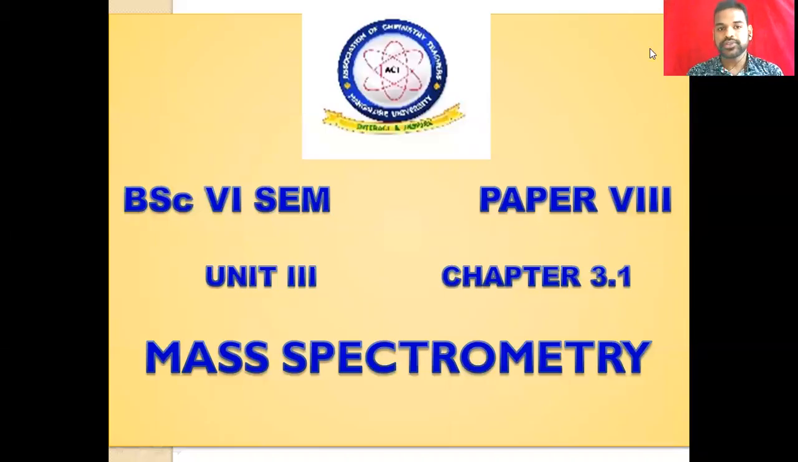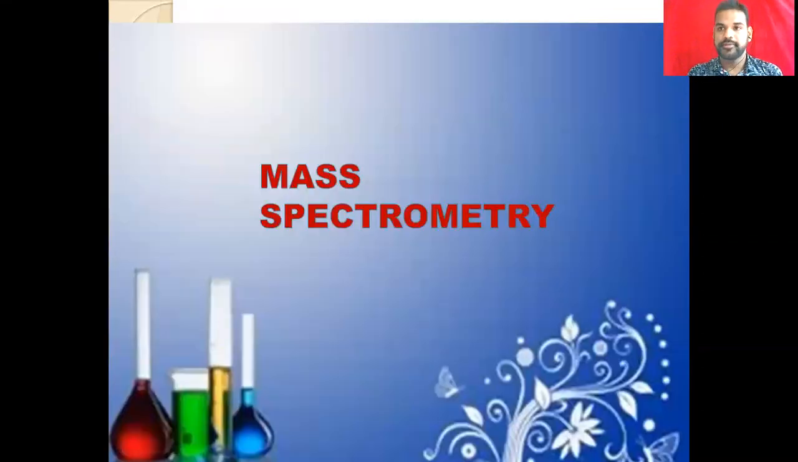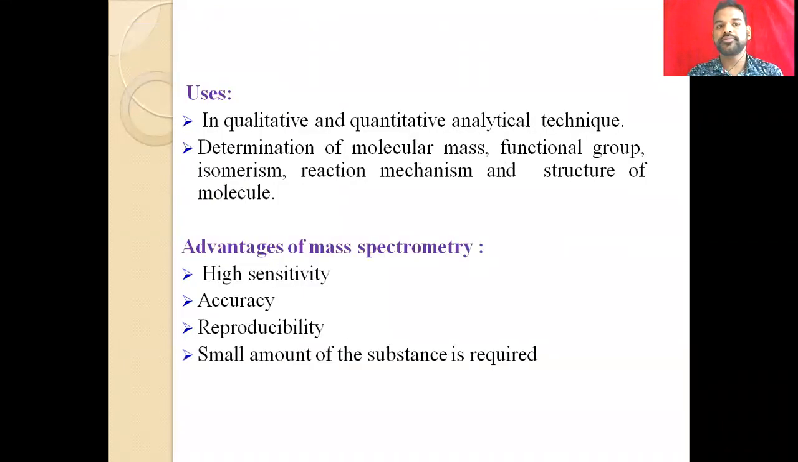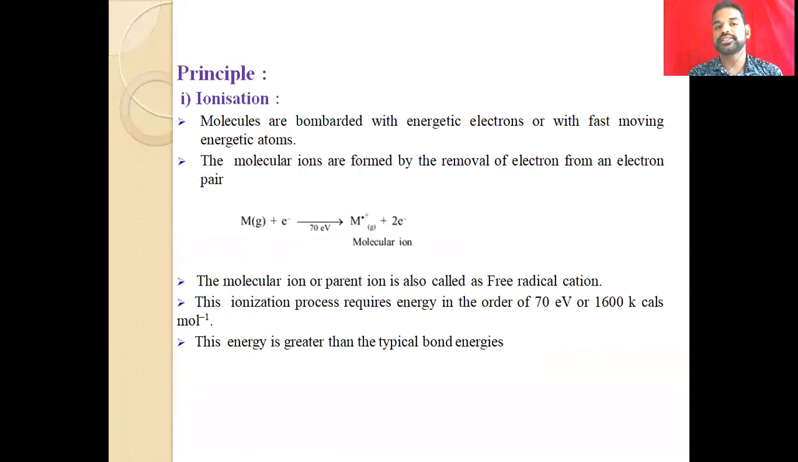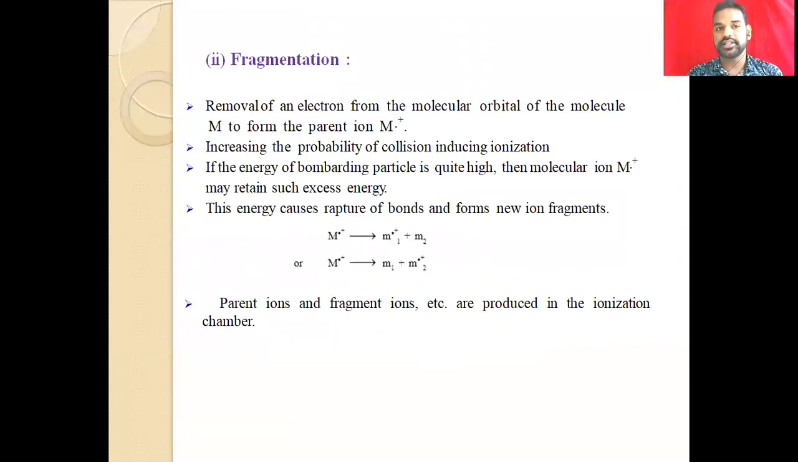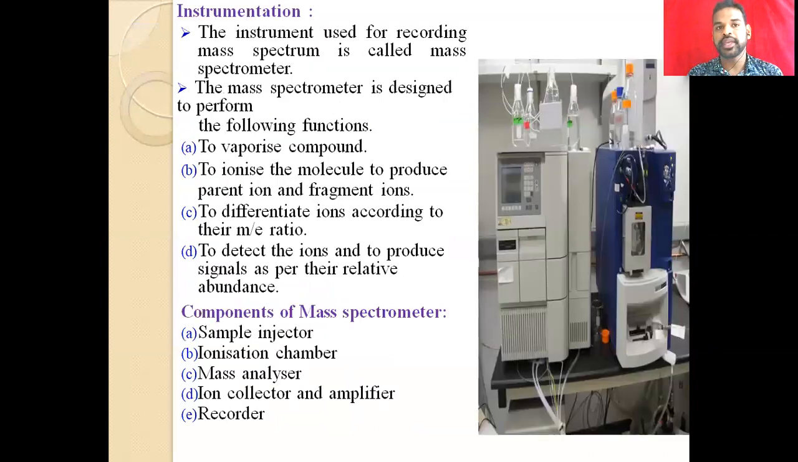Hello students. In the last class, we started a new chapter, mass spectrometry, and I already explained the basic concept of mass spectroscopy: the introduction and uses, advantage and principle. All of this is already explained. And now another important concept is the instrumentation.